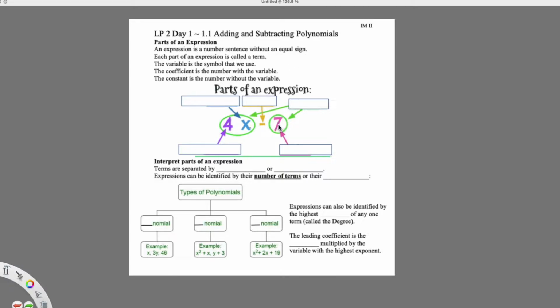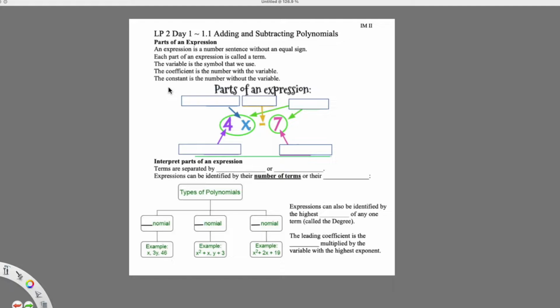So something along the lines of what we see here, 4x minus 7. So there's no equal signs. Each part of an expression is called a term. The variable is a symbol that we use. So we often use a letter for our variables. But honestly, you can use any symbol you would like.